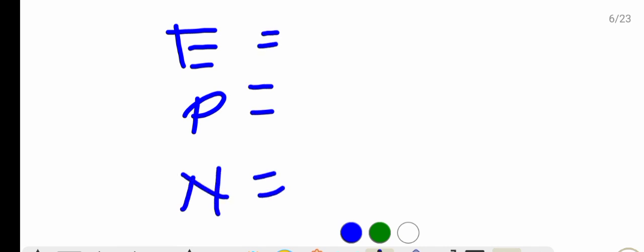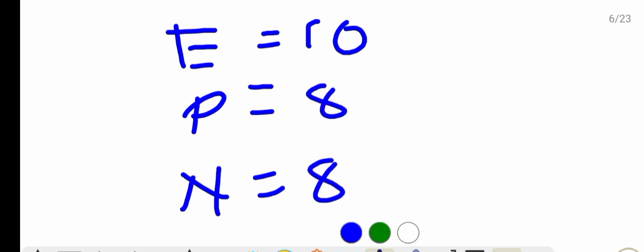It gains 2 electrons. So in the outermost shell, there are actually 6. For them to be 8, we need 2. So it gains 2 electrons. Altogether, they are going to be 10 electrons. All right. Then protons, 8. Neutrons, 8. Let me just draw it and show you what we're trying to talk about.